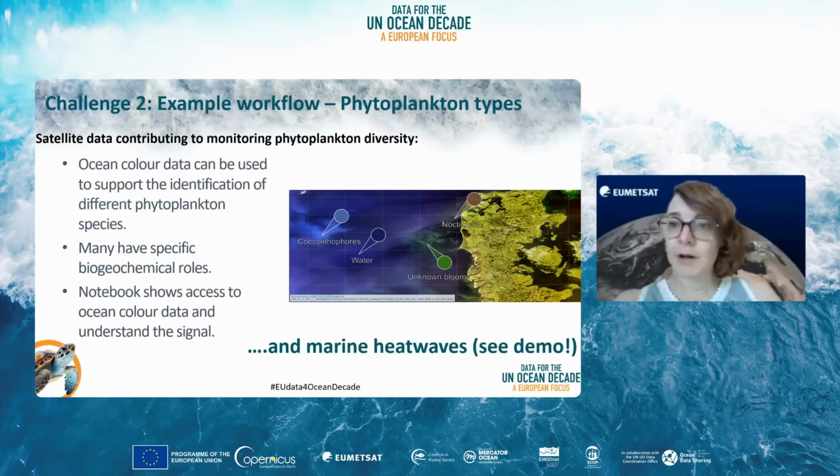One example workflow in our case study library at the moment is how satellite data can contribute to monitoring phytoplankton diversity. In this notebook and case study, we take a bit of a deep dive into how ocean color data works and how it can be used to identify different species of plankton based upon their signatures in the light field. Many of these different species have quite significant and important biogeochemical roles overlapping with other challenges, as you'll see.